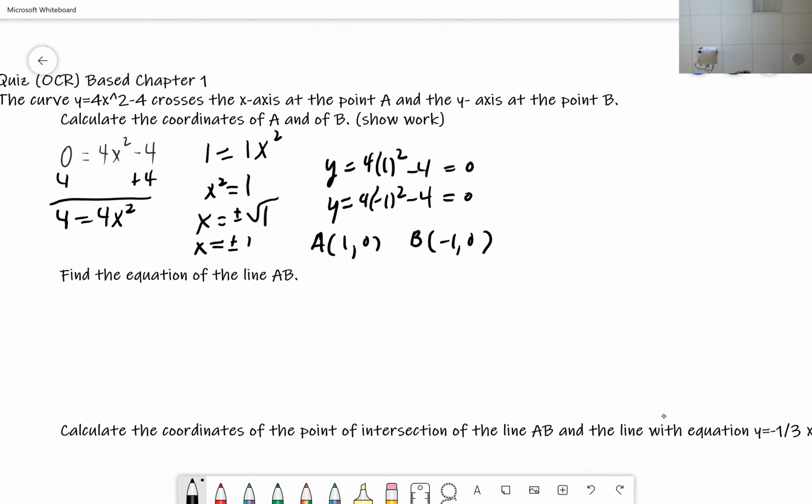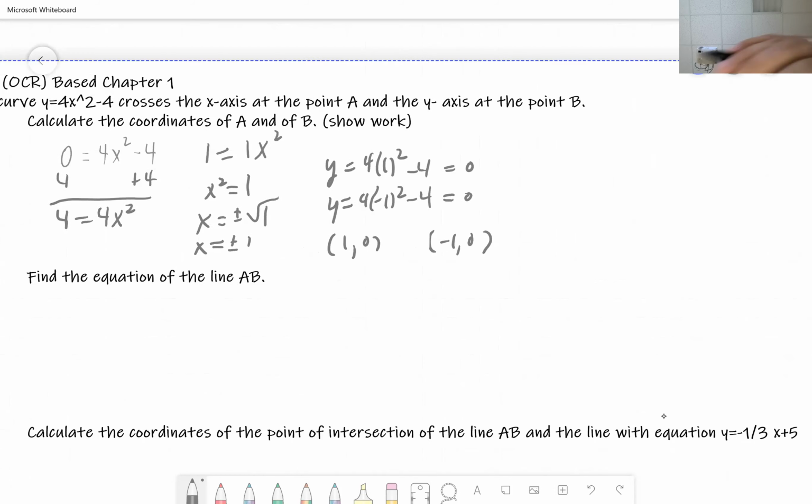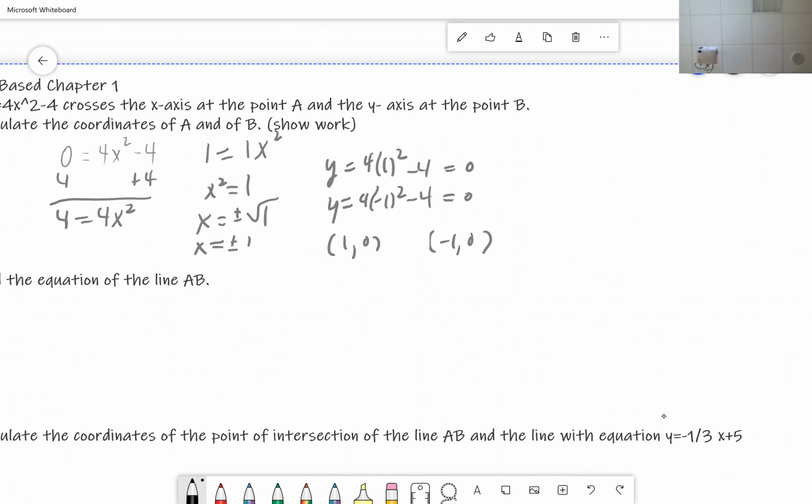Oh, wait, I didn't read the question carefully. I'm so sorry. And I made up this question, so it's funny. It says the curve y equals 4x squared crosses the x-axis at point A and the y-axis at point B. So these are our zeros.